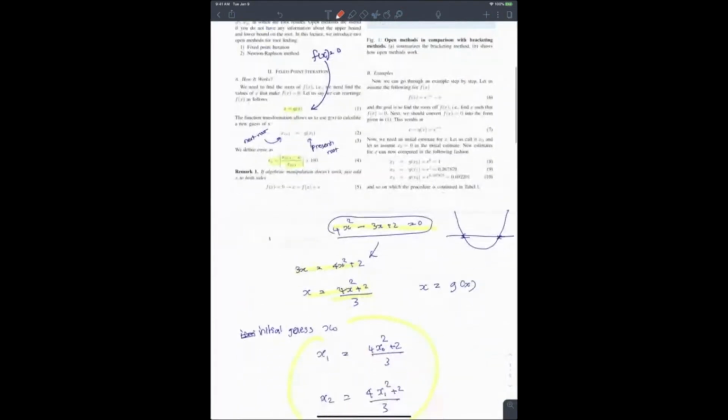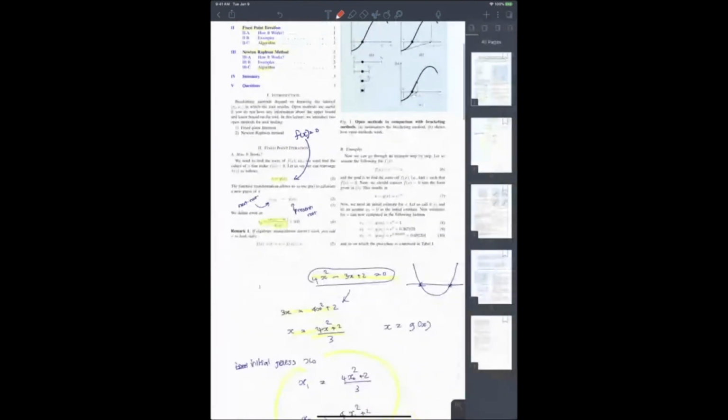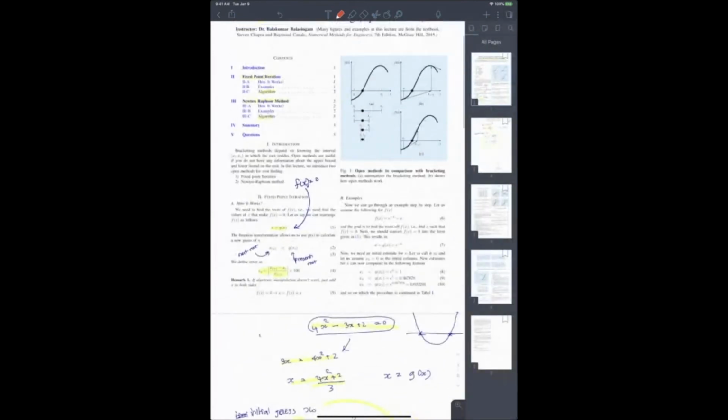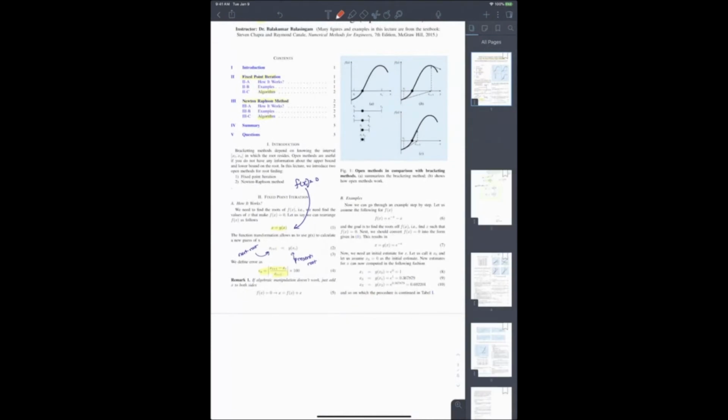Now let me do an example that we have in the lecture notes. Here's another example.